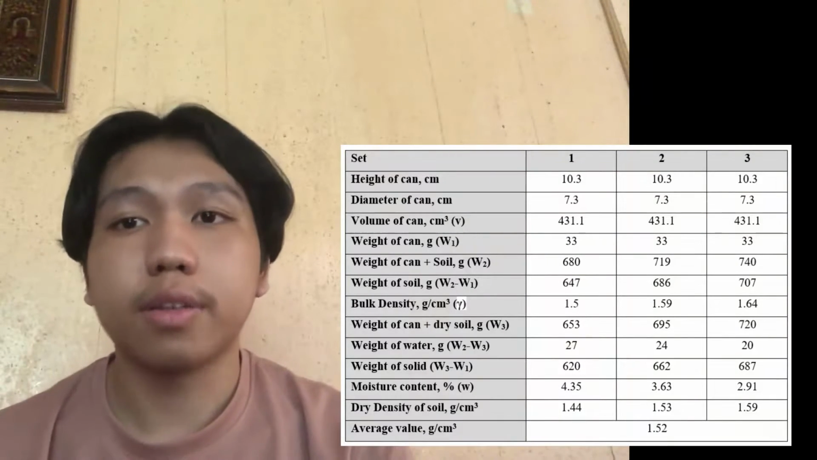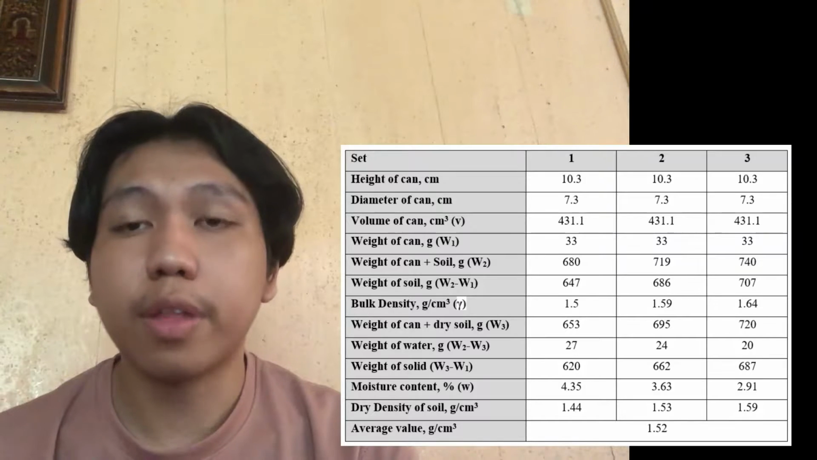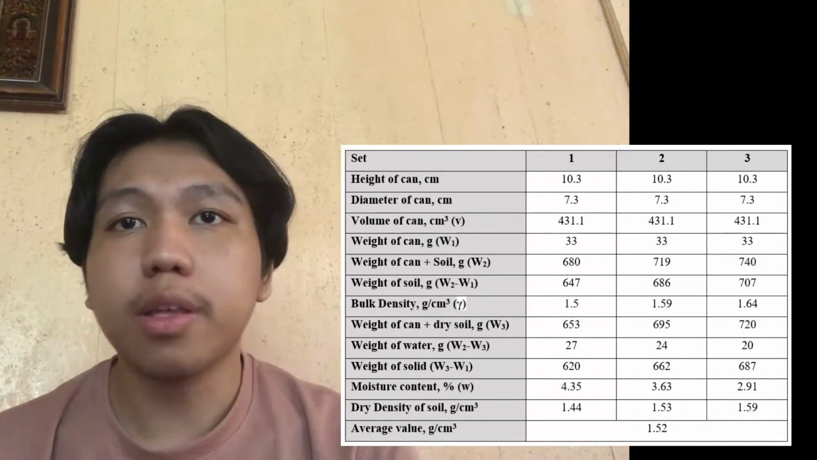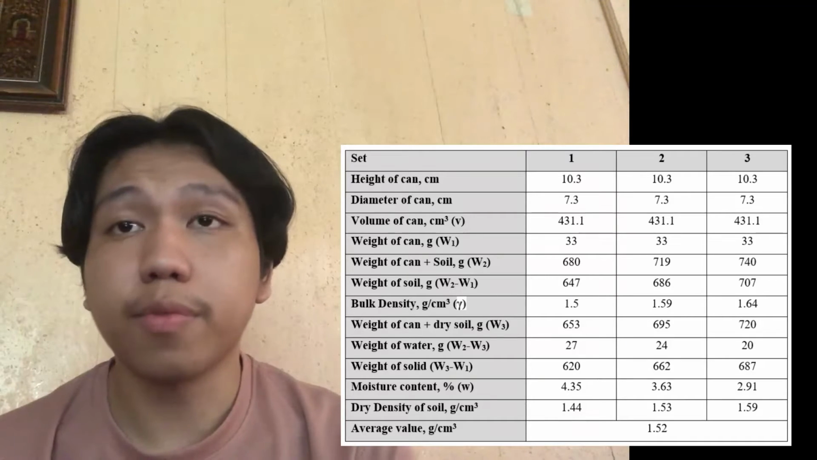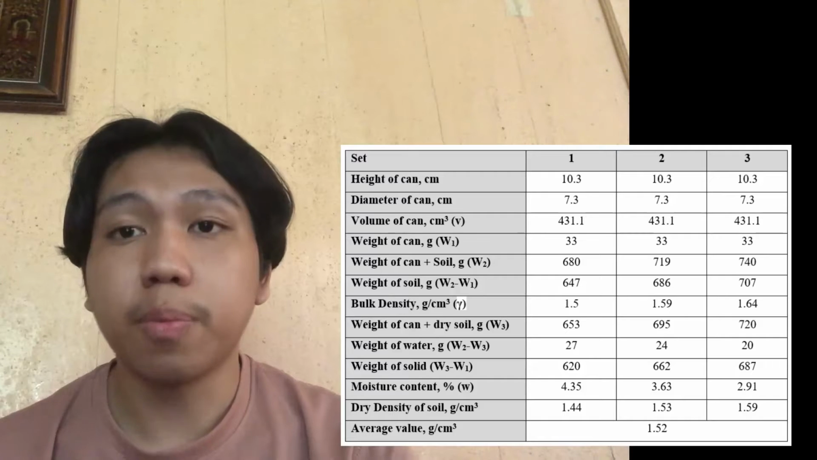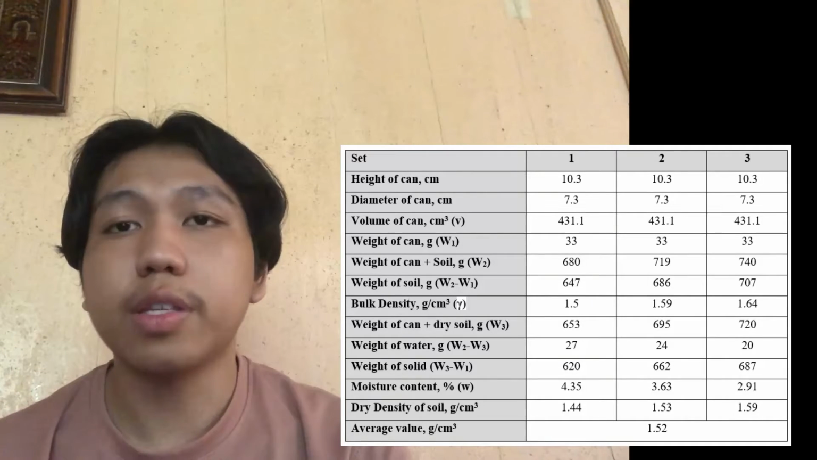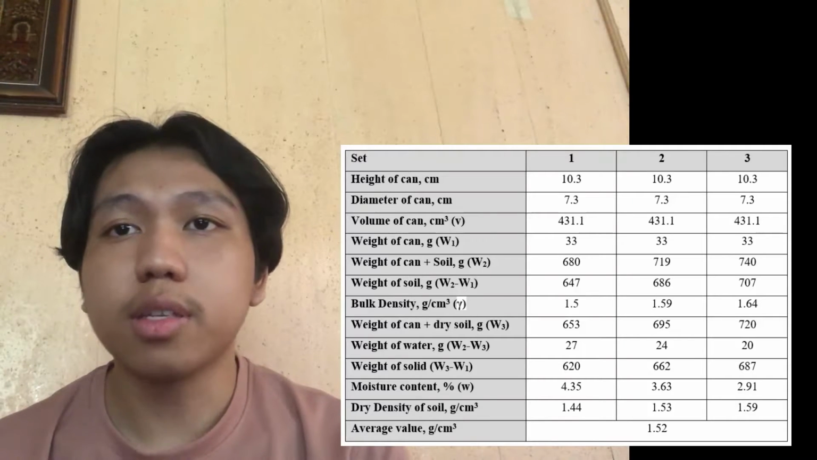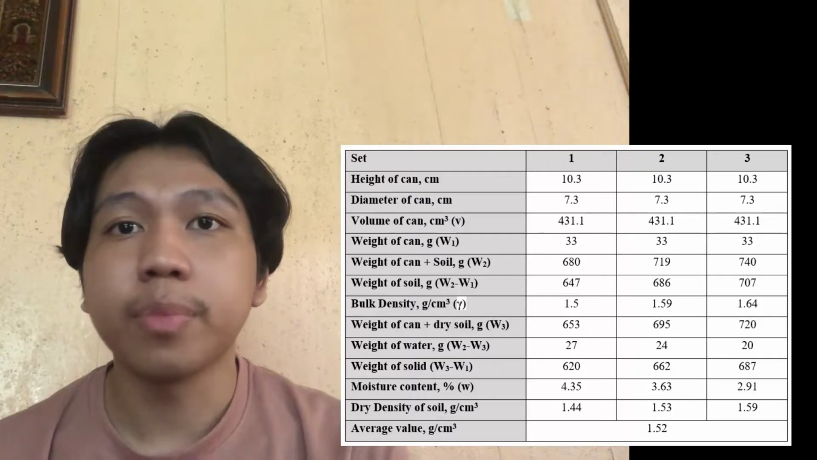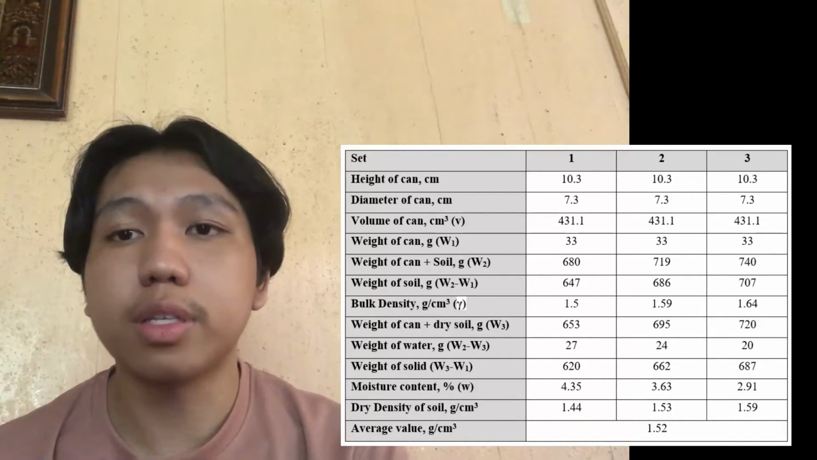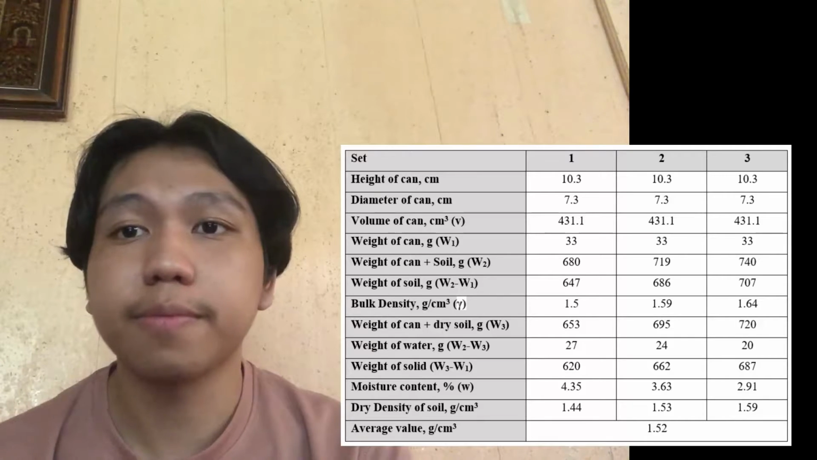So from the result that I have obtained from this experiment, as we can see, the bulk density for the first set is 1.5, the second set is 1.59, and the third set is 1.64. And the dry density of soil for the first set is 1.44, the second set is 1.53, and the third set is 1.59. The average value for dry density of soil for all of the sets is 1.52.